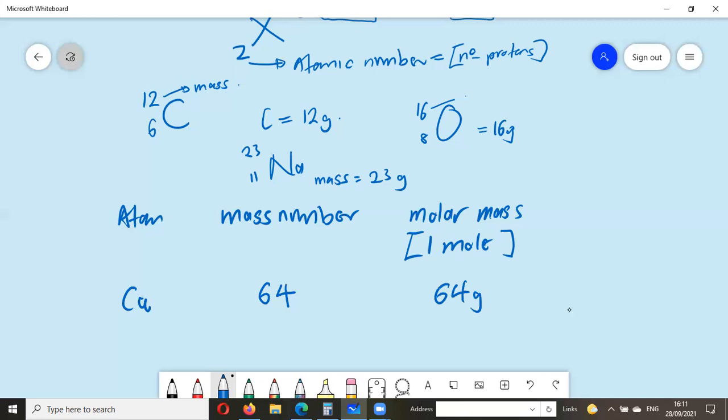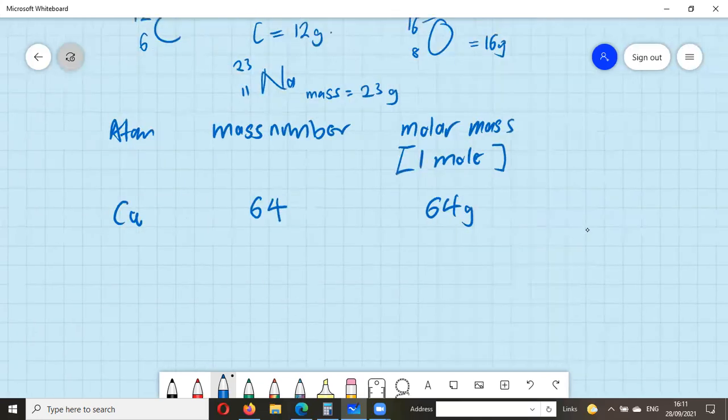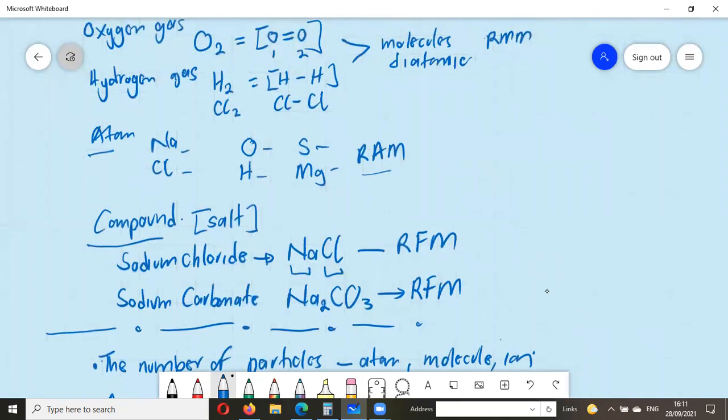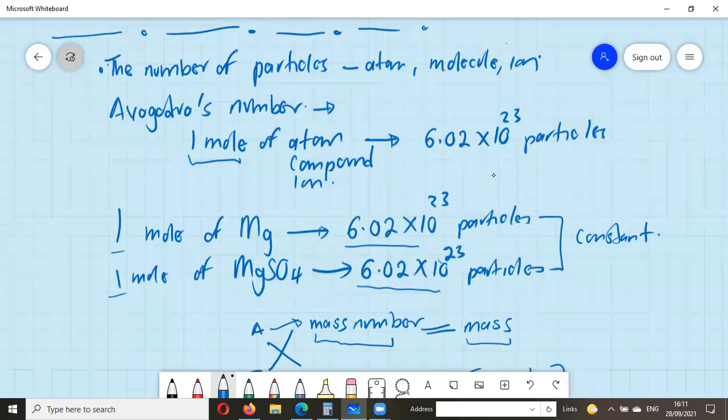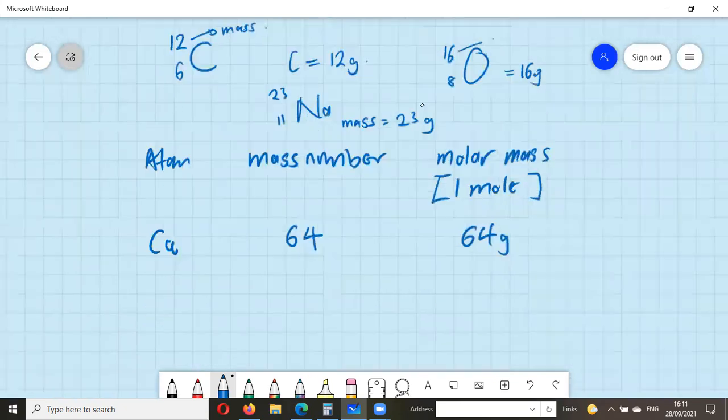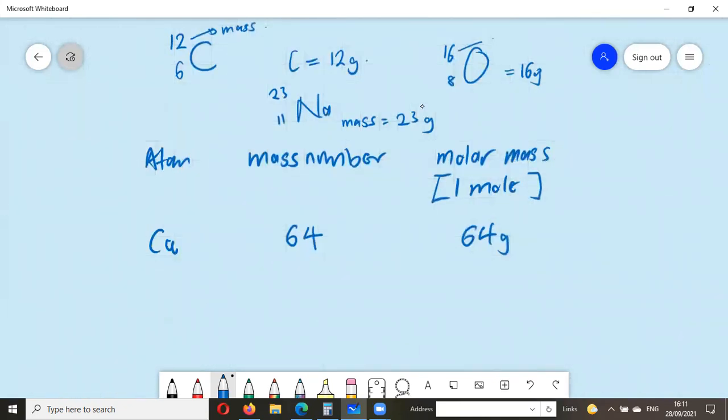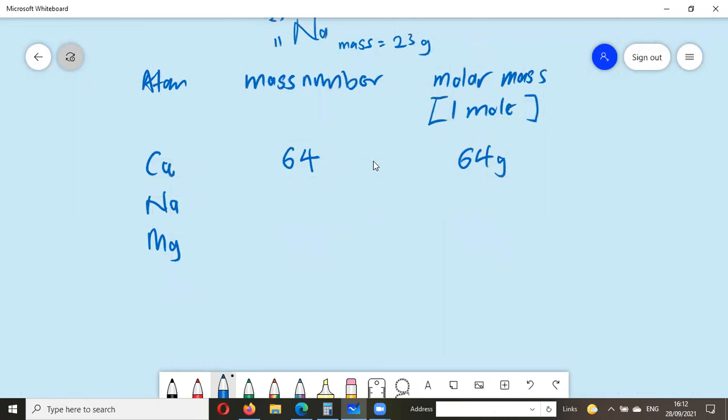You're going to tell me these ones. I'm going to show you the periodic table, then you complete for me. So sodium is an atom. Magnesium is an atom. Then aluminium. Zinc we said is 65, meaning it's 65 grams. Hydrogen we said it is 1.